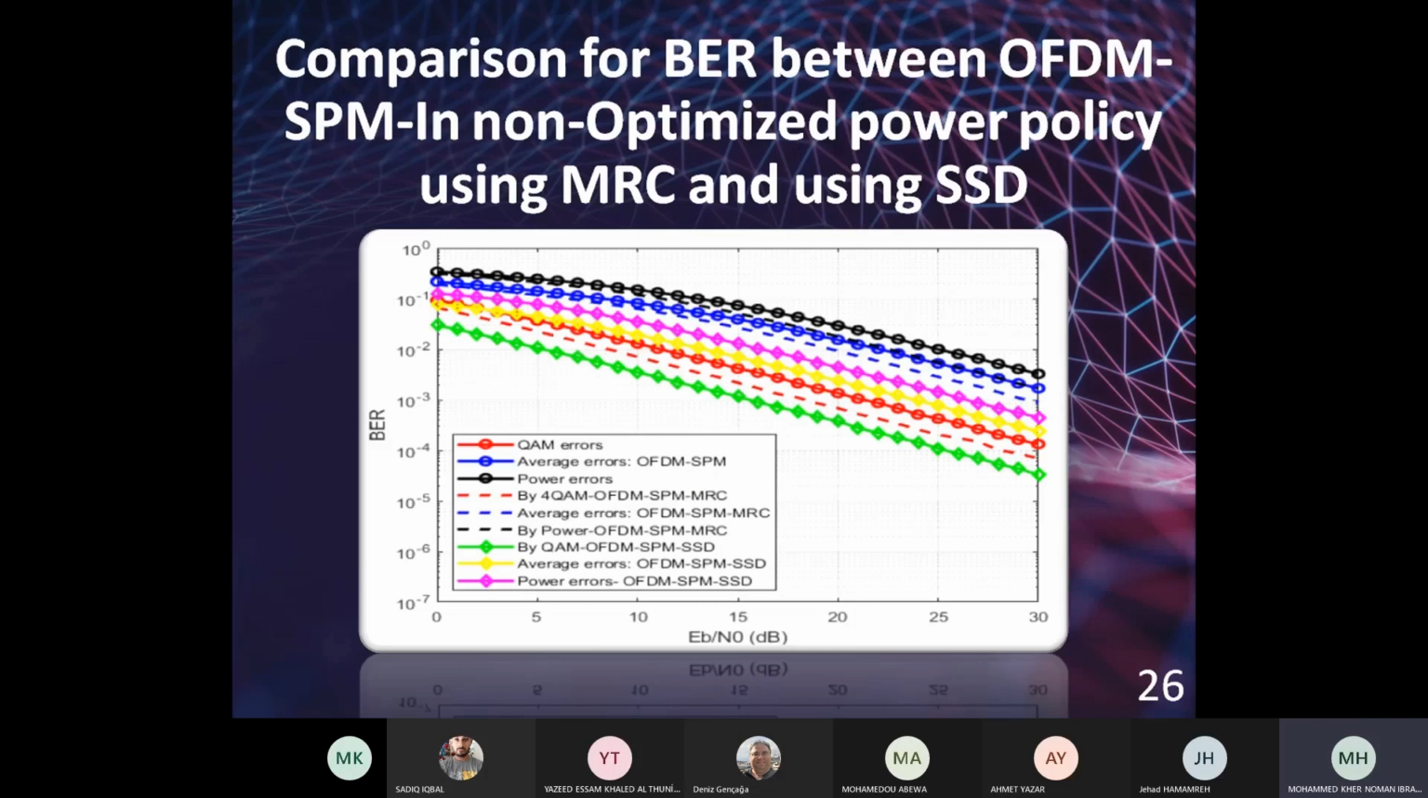Here, note that the curve in yellow color is related to the average OFDM-SPM using SSD, and the non-continuous blue color is related to the average OFDM-SPM using MRC. You will see that to achieve 10 to minus 2 bit error rate, we need 22 dB in the signal to noise ratio. But in the case of using signal space diversity, we need only around 11 dB to get the same bit error rate.